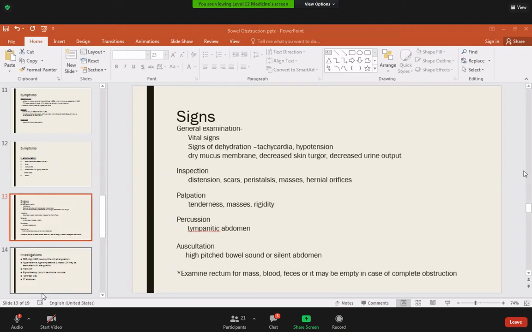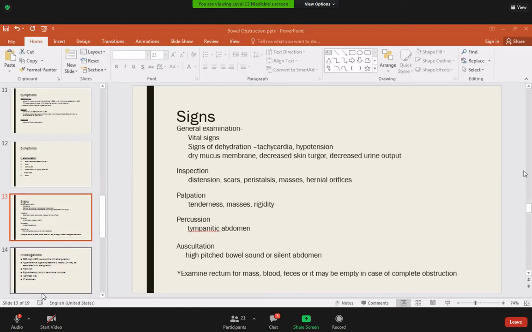Generally, when we examine the abdomen and do a general physical examination, in case of shock you may have tachycardia and hypotension. You may have signs of dehydration like dry mucous membranes, decreased skin turgor, and low urine output. On abdominal examination, if the patient has had previous surgery, like in cases of adhesion obstruction, you may find scars. You may see the distension, and the distension location can also tell you what type of obstruction it is.